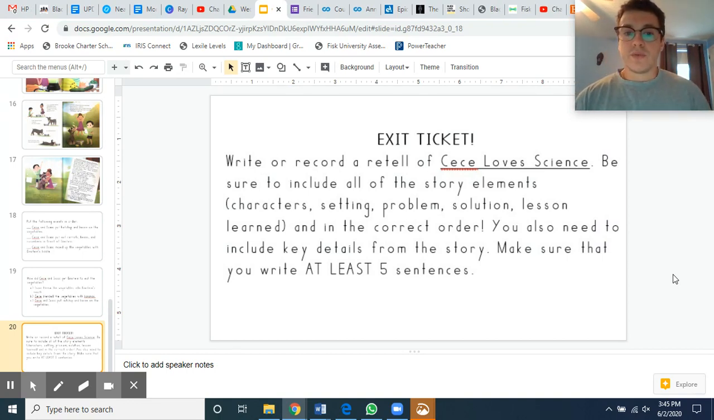So let's go over the story elements real quick before you go off and write your exit ticket. We know that the characters are Cece, Isaac, and Einstein. Cece's the main character, right? And Isaac is her friend, and Einstein is the dog that they do their experiment with. The setting, like we already said, is Cece's neighborhood.